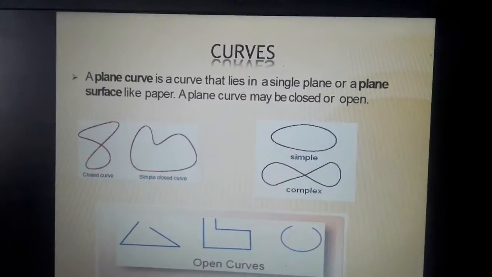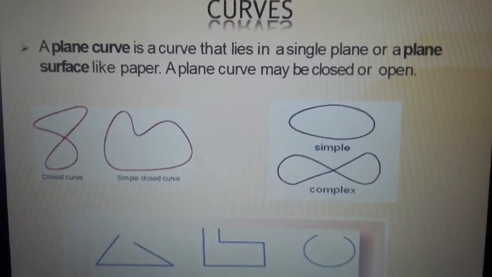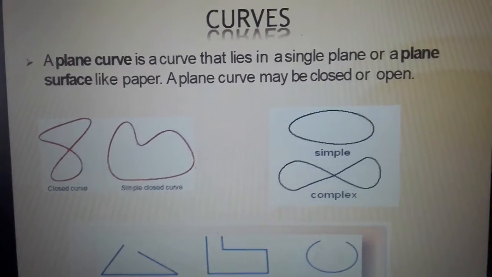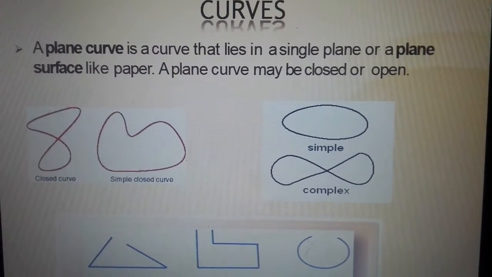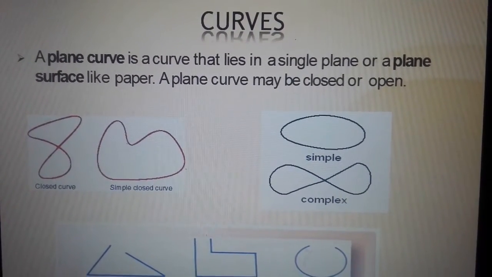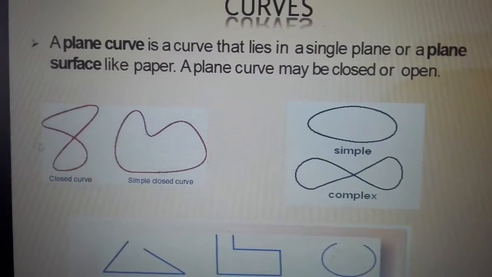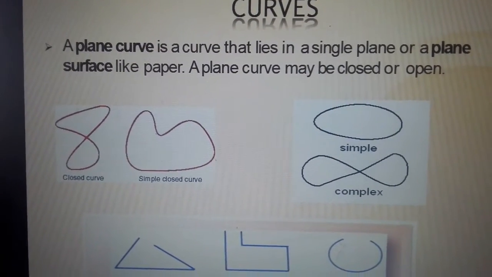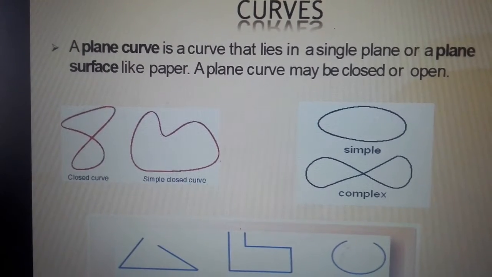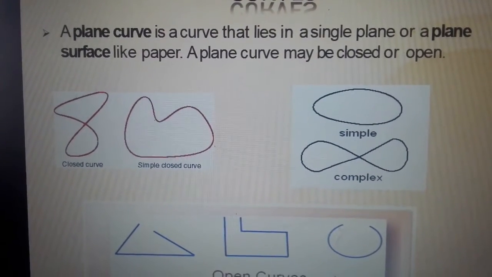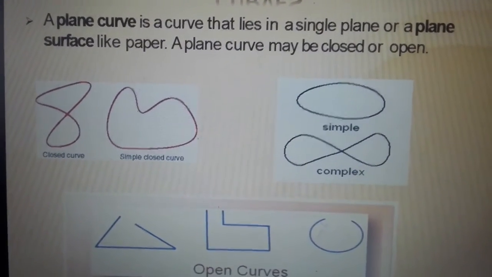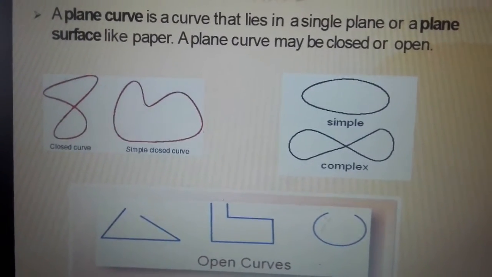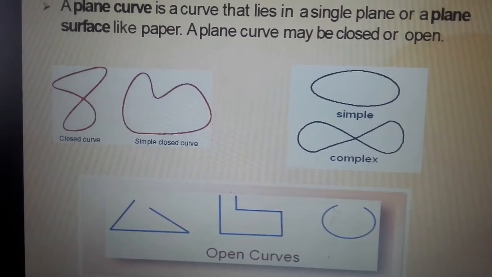Okay, so see here, first topic is curve. What is meant by curve? A plane curve is a curve that lies in a single plane or a plane surface like paper. Look here, this is a paper. This is an example for a plane curve. If you start from one side, the ending also should be at the same point. That is called a curve.